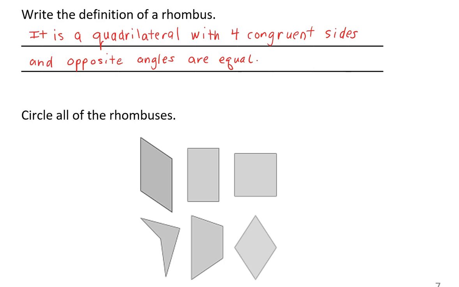The last step is to circle the rhombuses in this group of polygons below. So I'm looking at each shape. This shape here does not have equal sides, so that is not a rhombus, nor does this shape, so that is not a rhombus. This one has 4 equal sides. This shape does not have 4 equal sides, nor does this trapezoid, but this shape does. So in this group, there are 2 rhombuses, 4 equal sides, opposite angles are equal.